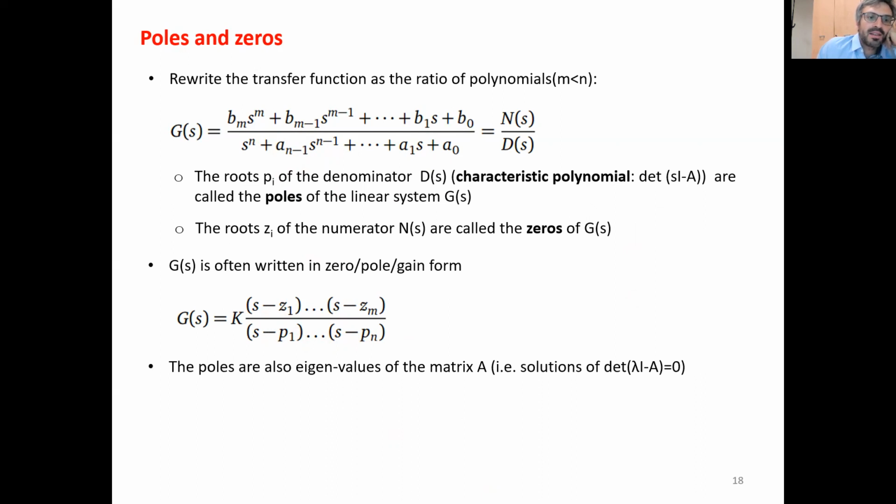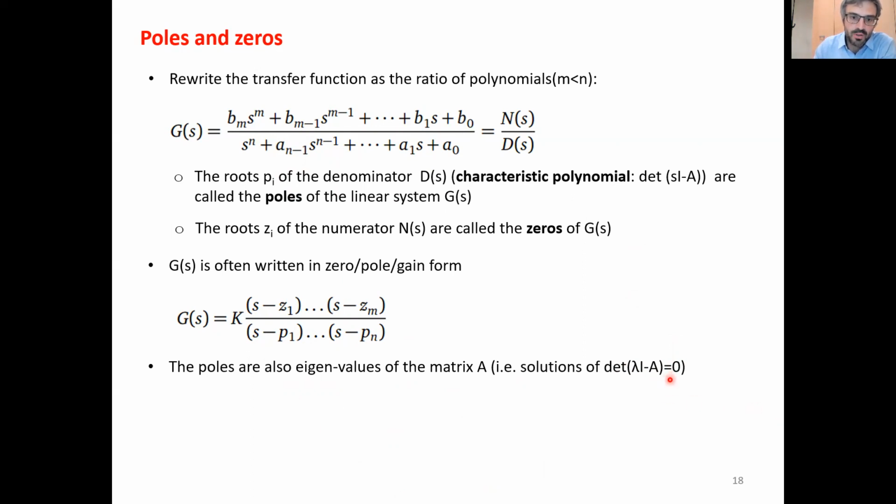We can underline that the poles are also eigenvalues of the matrix A. Because if you remember from calculus, to compute the eigenvalues you need to solve this homogeneous system, (lambda I minus A) V equal to 0. And to not have a trivial solution, there should be a null space.